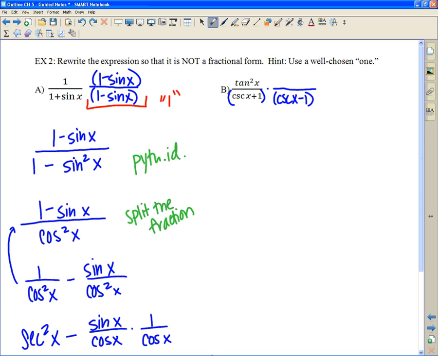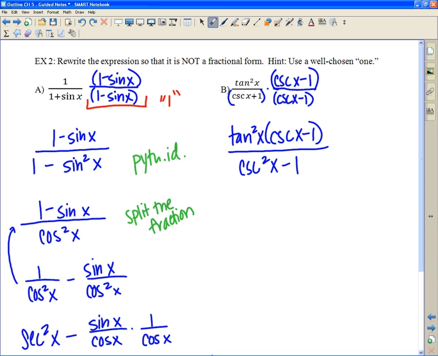The well-chosen 1 means that you have to put it on the top also. So I know for sure that I do not want to distribute a tangent times a cosecant. It just seems like it would become more complicated. So tangent squared x times cosecant of x minus 1 over foiling, cosecant squared x minus 1.